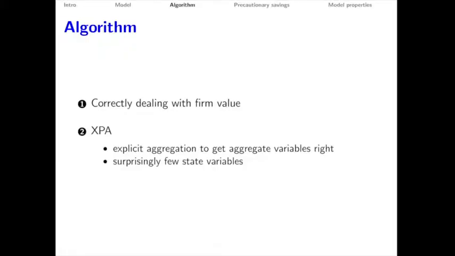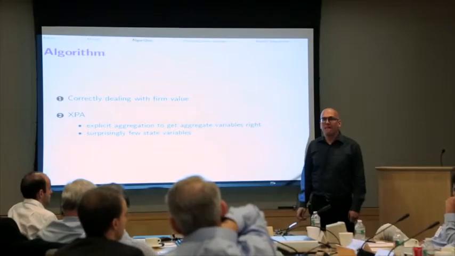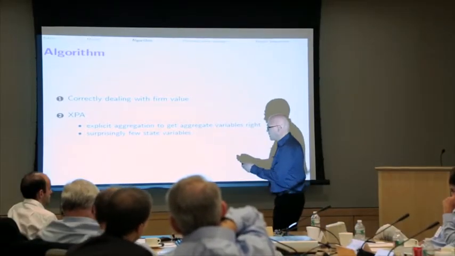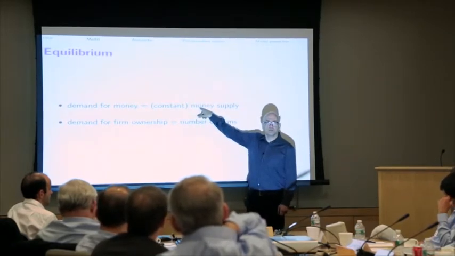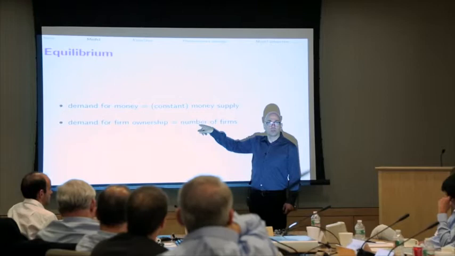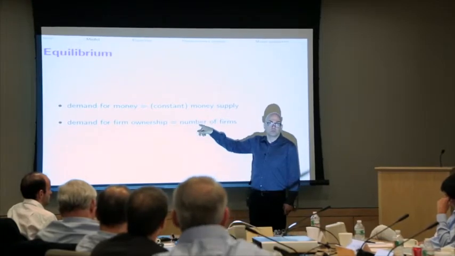One question: when you're speaking of a demand for firm ownership equal to the number of firms, that's sort of an asset pricing condition. Yeah. The prices of the firms change. So if you think about it, this is the equation that's going to pin down P, and this is the equation that's going to pin down J, the value of a firm, right?